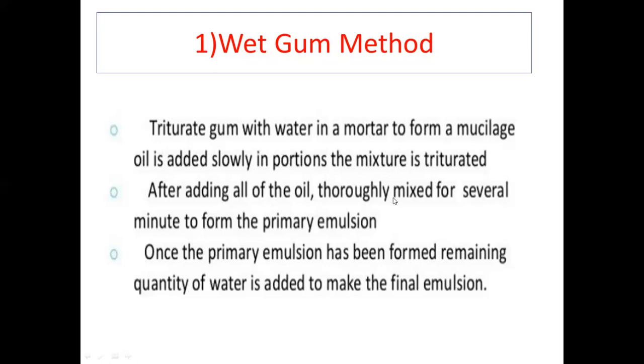Then it gives a clicking sound. Then the clicking sound is produced in this emulsion and it becomes white or nearly white, meaning its color changes. At this stage the emulsion is known as primary emulsion. Then after that add more water in small portions to the primary emulsion and triturate to produce the required volume, and stir it to form a uniform emulsion and transfer it into the bottle. Cork it, then label and dispense. Cork means seal, close it. So this is about the wet gum method, preparation of emulsion by wet gum method.